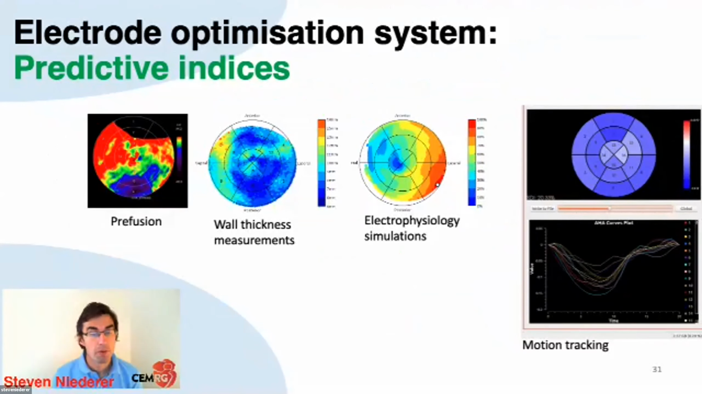So we've come up with 4 different ways of working out where to put the electrode. We have the perfusion image, which tells us where not to pace. We have a wall thickness measurement, which again tells us where not to pace. We have our electrophysiology simulations, which are telling us where we'd like to pace. And then we have motion tracking, which can tell us where we'd like to pace as well. And we present all of these to the cardiologist.